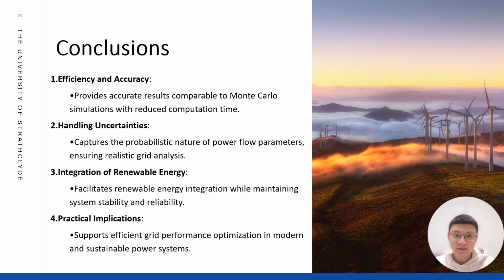The three-point estimation method facilitates the integration of renewable energy by accounting for its inherent variability and randomness. It enables grid operators to manage renewable penetration efficiently while maintaining the system's stability and reliability. The method is well suited for modern power systems where computational efficiency and accuracy are critical. It offers a practical tool for optimizing the grid performance and supporting the transition to sustainable energy systems.